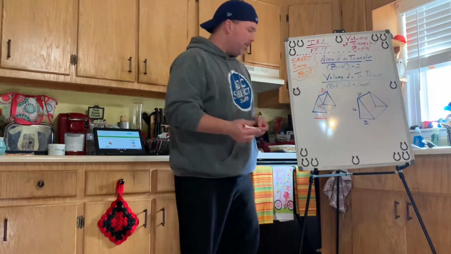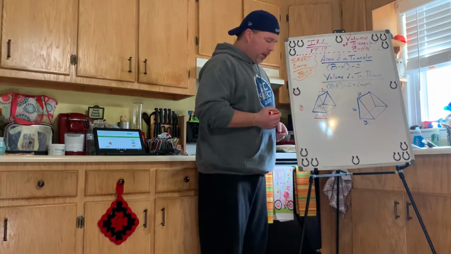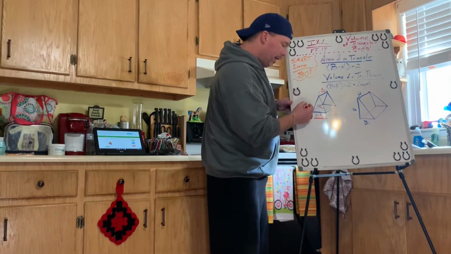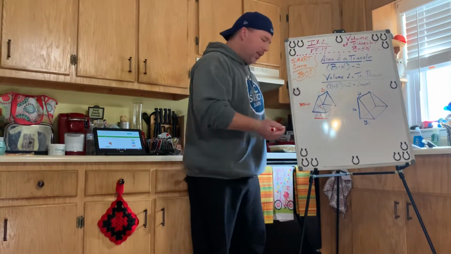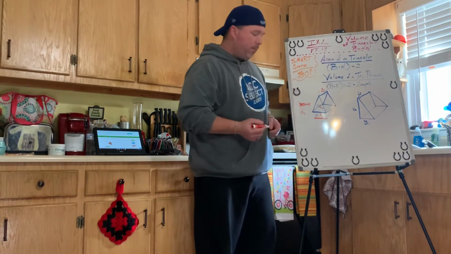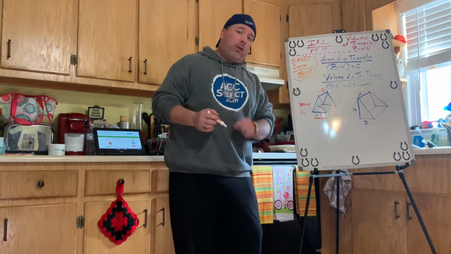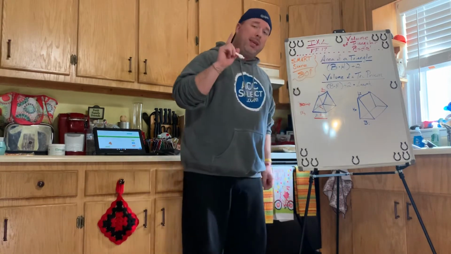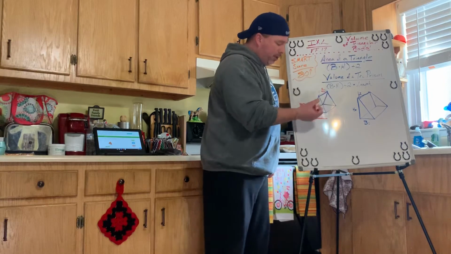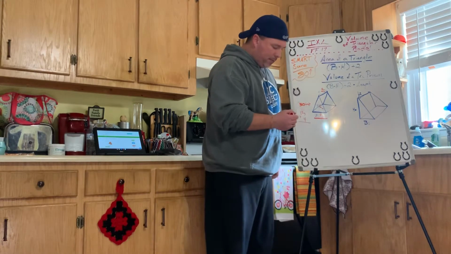So we start with base times height. 5 times 6 is 30. Now we take that 30 and we divide it by 2, because remember, you're cutting it in half. Well, half of 30 is 15. Okay? Now that you have that, this is the area. But we don't need the area. We need the volume. And to get the volume, now we take this 15 and we multiply it by the length. This length here is 4 inches. So now we have 15 times 4.